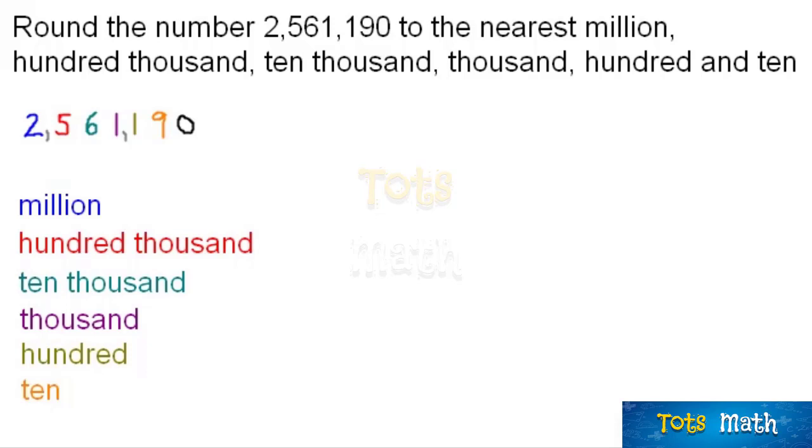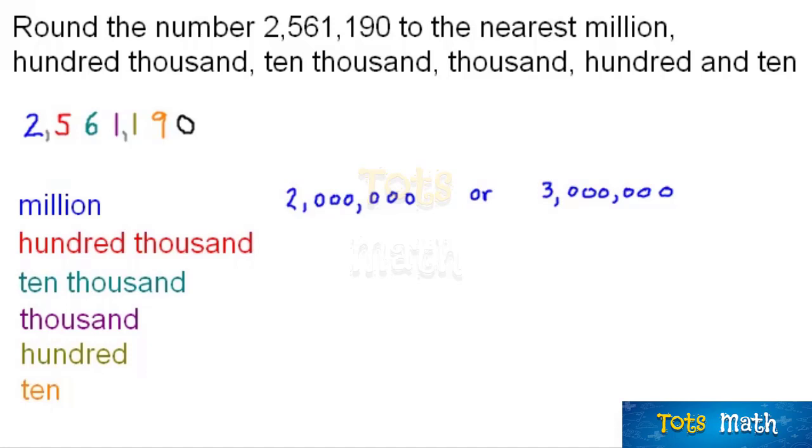So let's begin by rounding to the nearest million. As you can see, the digit in the millions place is the digit 2. That means that our number is going to either round down to 2 million or round up to 3 million. And all that means is that our number falls between 2 million and 3 million. So how do we decide to round it?